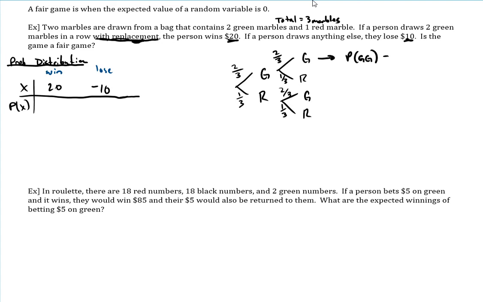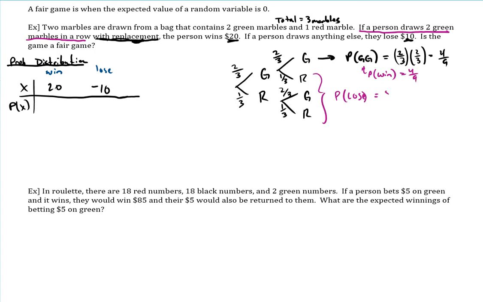Now we'll find these probabilities. This is the probability of 2 greens, which would be 2/3 times 2/3. Let's just leave it as a fraction, 4/9. Let's underline this in the paragraph: if a person draws 2 green marbles in a row, they win. If a person draws anything else, they lose. So all of these are the anything else. Let's mark this one, the probability of winning, drawing 2 green marbles, which is 4/9.